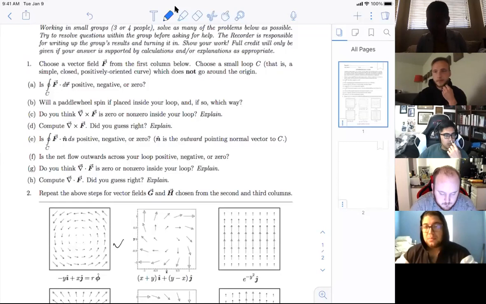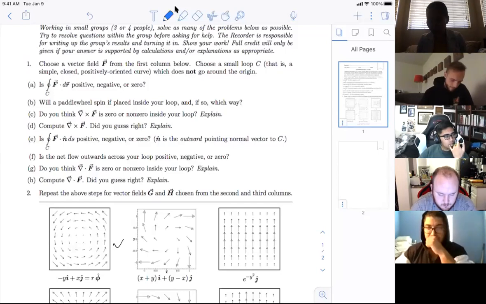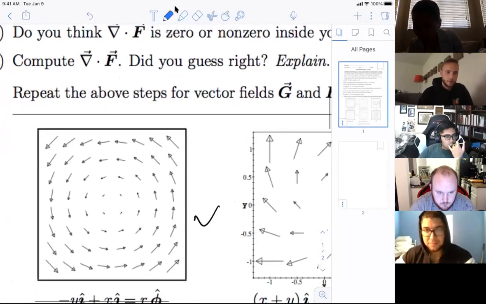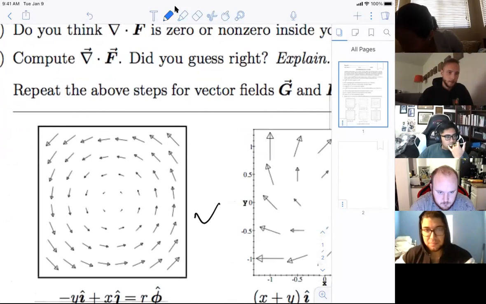Let's take a look at this together. So the first thing is actually to draw the loop to look at this integral. It's saying a simple closed positively oriented curve which does not go around the origin. So I know how to draw a simple curve. I know how to draw a closed one. What does positively oriented mean? What do you think? So that your curve follows the direction of the vectors.